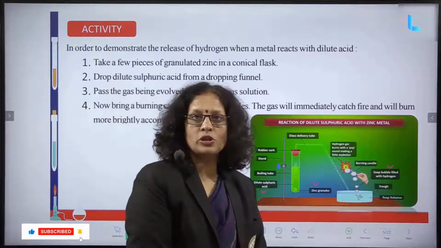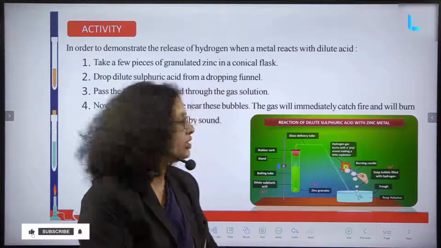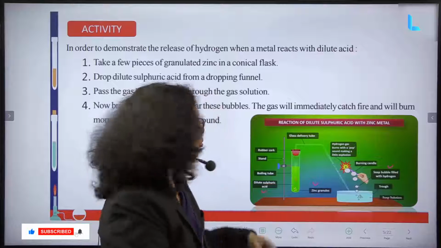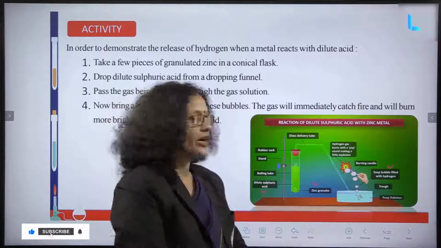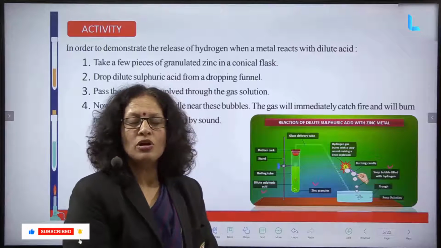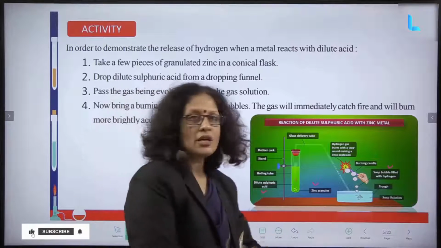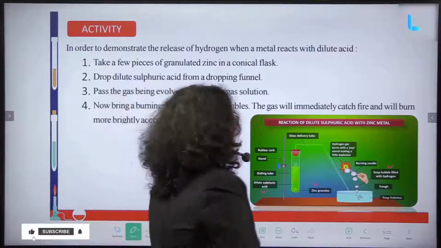Why have we taken soap solution? When we observe the bubbles, we can identify that hydrogen is liberated. Now when a burning candle is taken close to the hydrogen, it will give a pop sound and a small explosion also will happen, which will indicate the gas liberated is hydrogen gas.